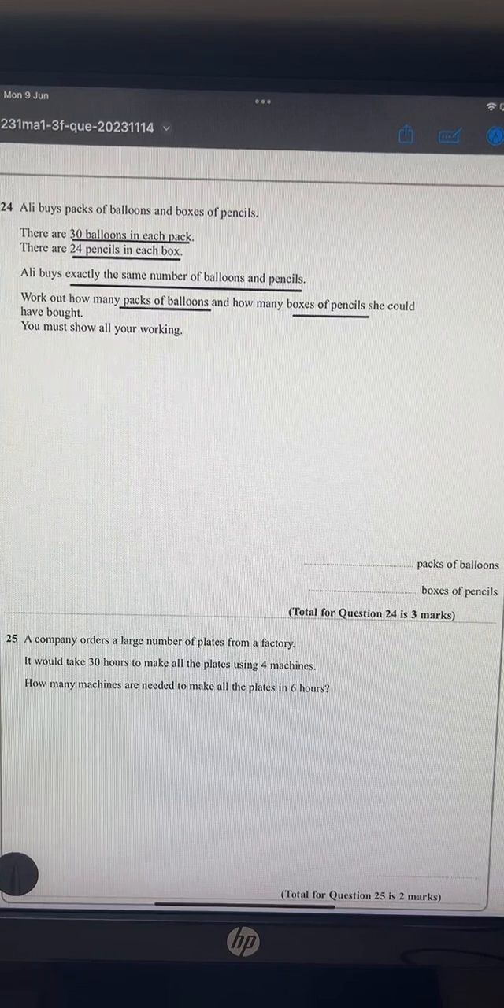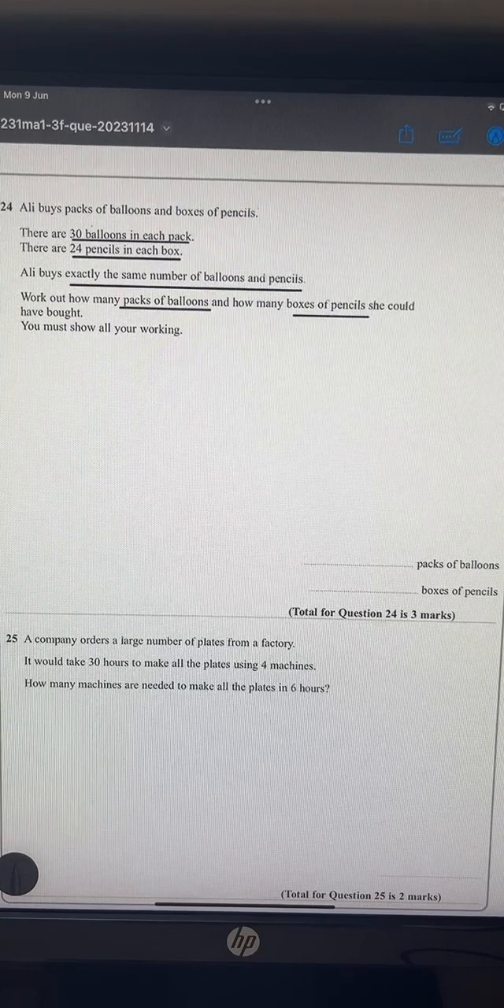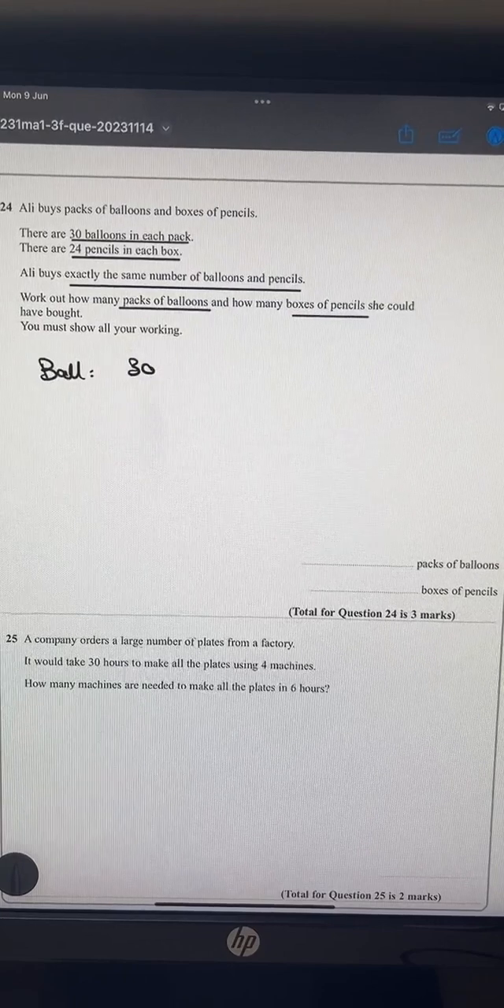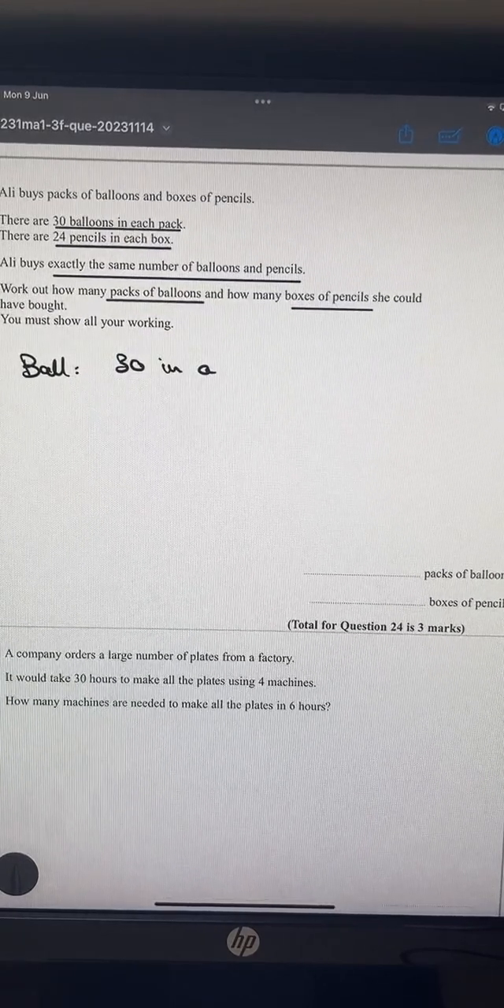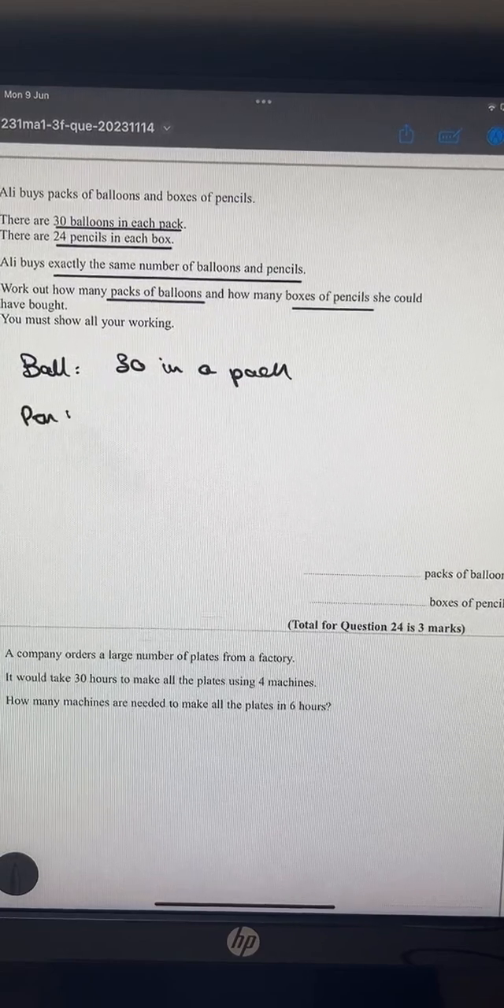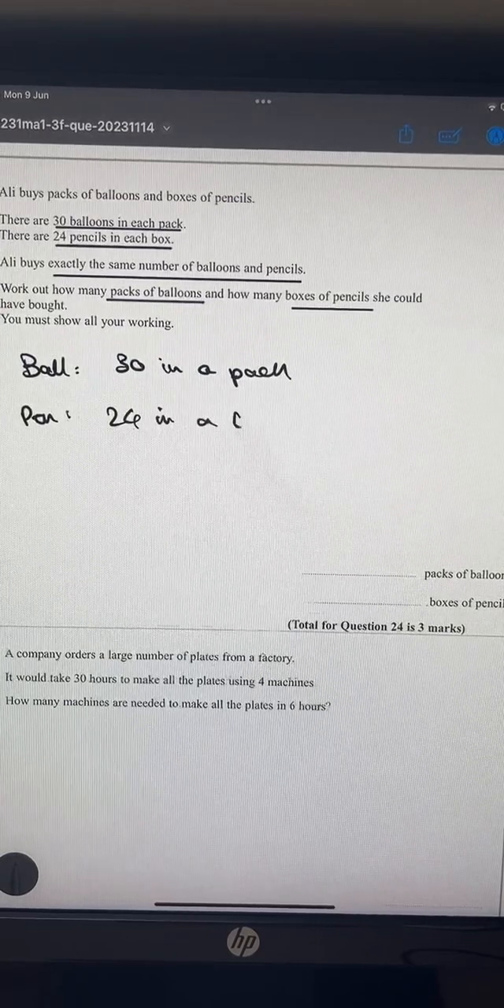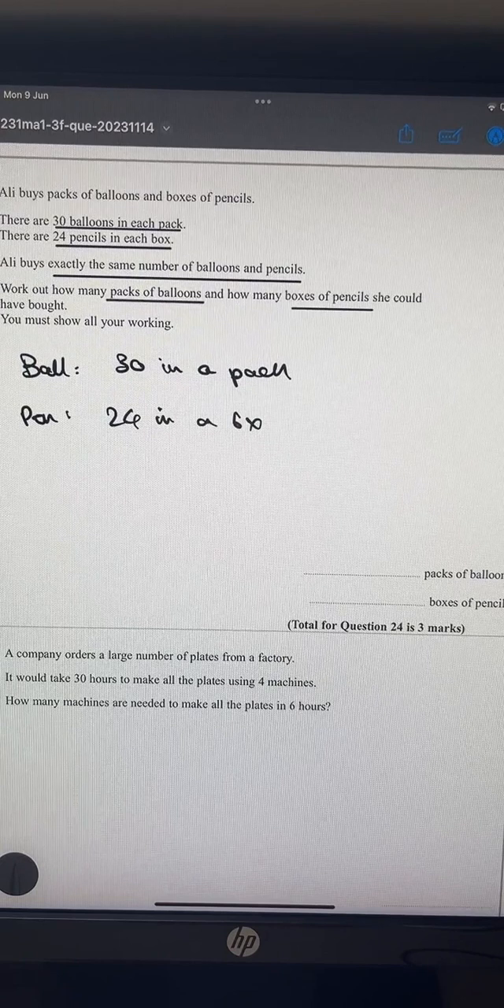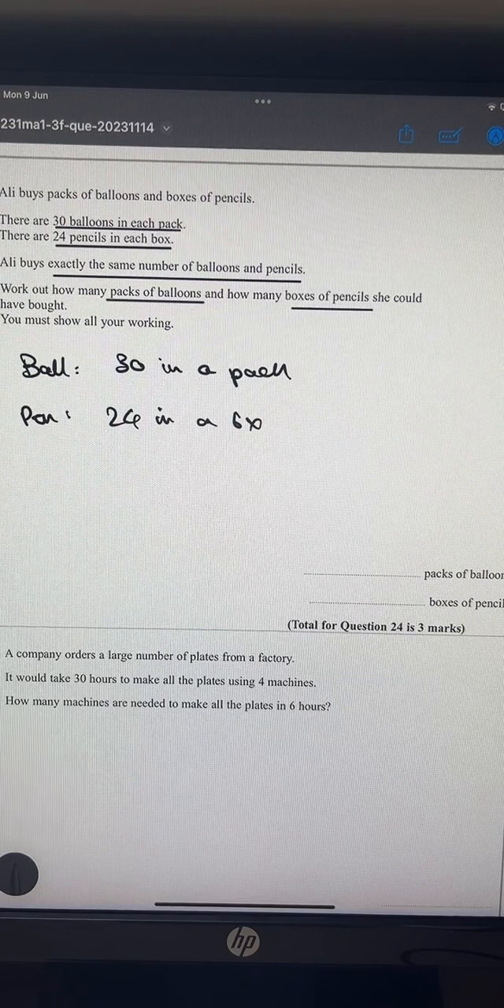So each pack has 30 balloons, right? So I'm just going to write that out. Balloons, 30 in a pack. And then pencils, 24 in a box. What exactly am I trying to find here? Well, I'm trying to find common multiples, right? So I need to find the lowest common multiple of each. So one way I could do that is by doing a factor tree, right? So let's do a factor tree.